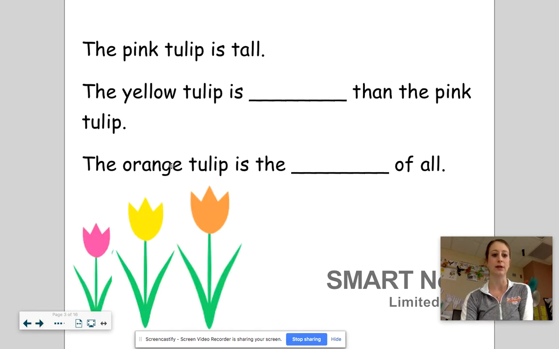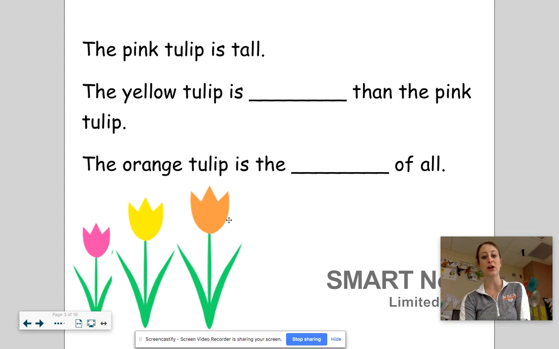Here's an example here. The pink tulip is tall. Here we have the yellow tulip is blank, then the pink tulip. Would we say the yellow tulip is tallest than the pink tulip or taller? Well, since we're just comparing the two, we would add ER. The yellow tulip is taller than the pink tulip.